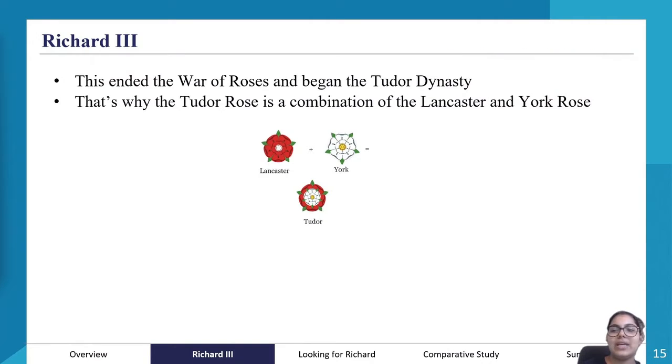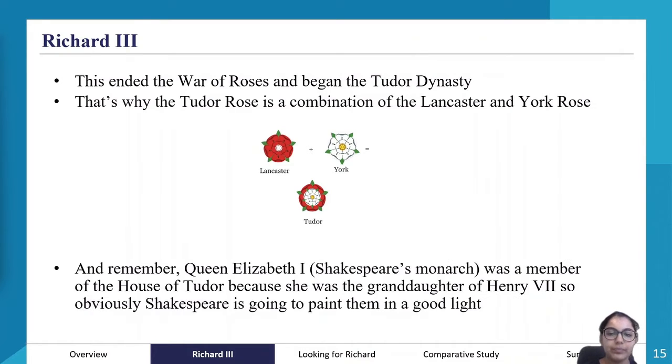So, war has ended. After Richard III, the Tudor dynasty began, and the Tudor rose is a combination of the Lancastrian and the York roses. Remember that Queen Elizabeth I, Shakespeare's monarch, was a member of the House of Tudor. She was the granddaughter of Henry VII, daughter of Henry VIII, and so Shakespeare paints them in a good light.